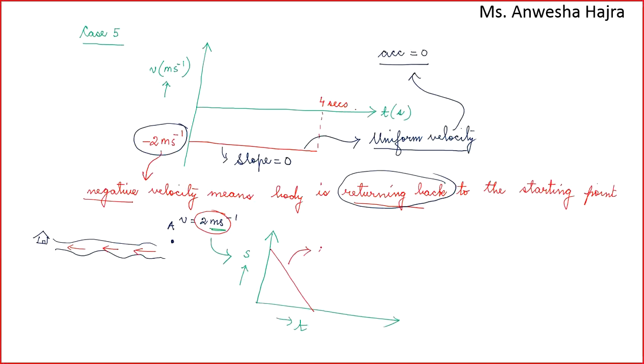Graph should be like this. Uniform velocity. Straight line has uniform slope. Slope of displacement time graph gives velocity. The slope is uniform. What is slope? Perpendicular by base.